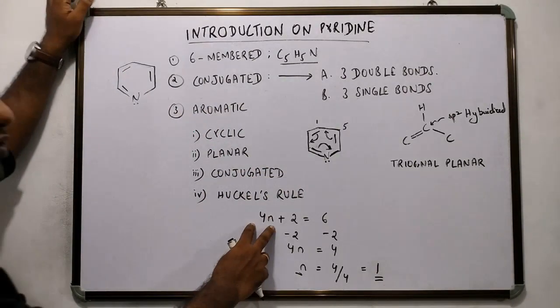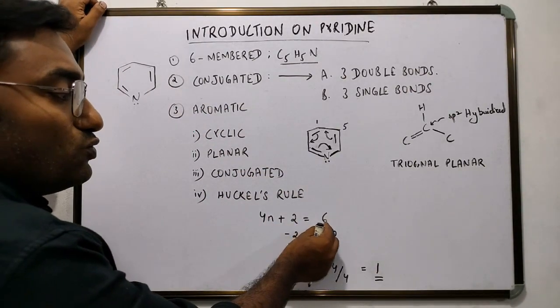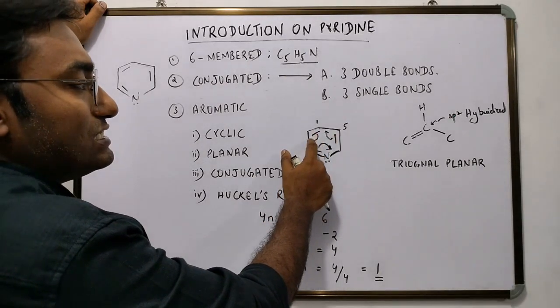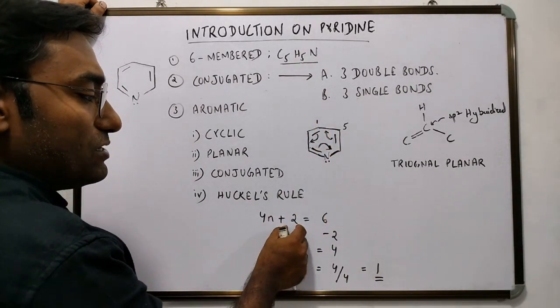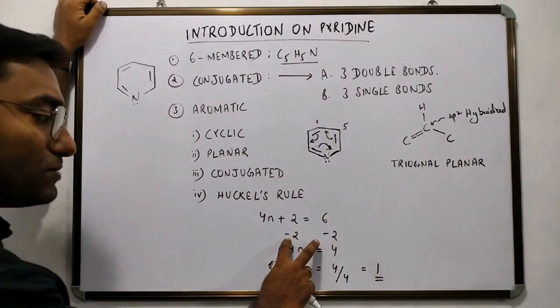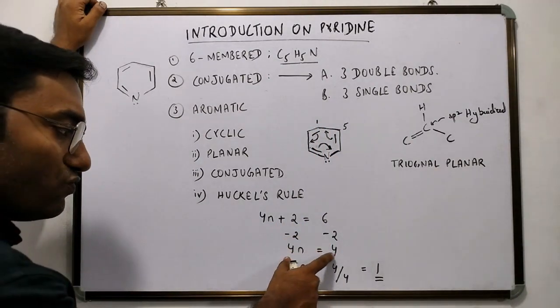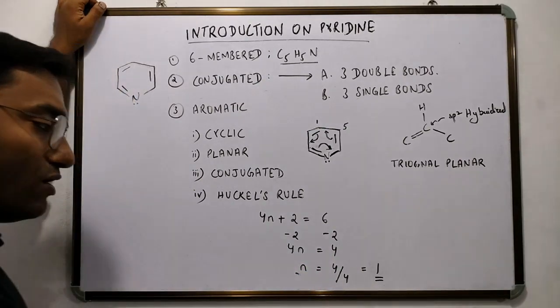Huckel's rule is the 4n plus 2 pi rule. You write 4n plus 2 is equal to 6 resonating electrons. 1, 2, 3, 4, 5, 6. 6 resonating electrons of the pyridine. 4n plus 2 is equal to 6. Subtract 2 on both sides. That would lead to 4n is equal to 4. n is equal to 4 by 4, which is 1.